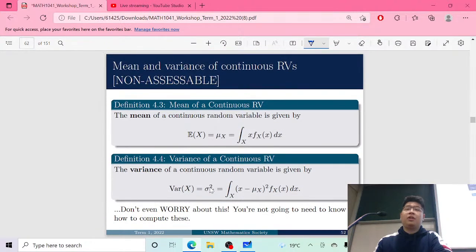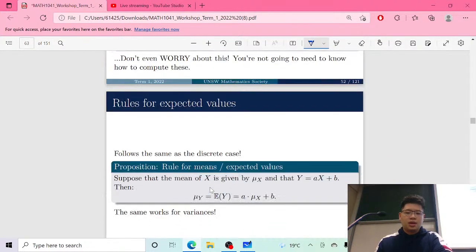We have the mean and variance as well for continuous random variables, but this is not assessable, okay? So you're not going to be assessed on this in your assignment or in your finals.